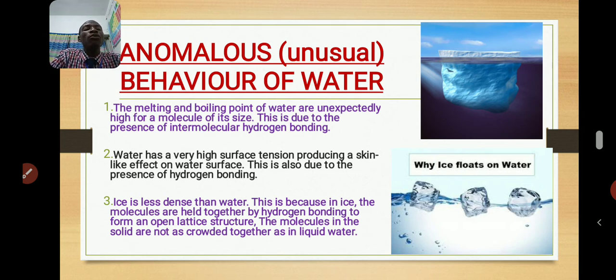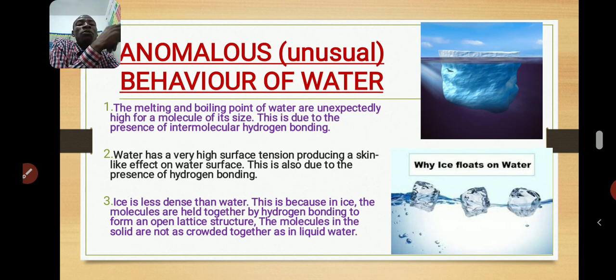Meaning that if you drop ice inside the water, only 99% of the ice will enter the water. The remaining 1% will float. So the ice will not be sinking into the water, because the liquid water is more dense than the solid water. This is an anomalous or abnormal behavior.